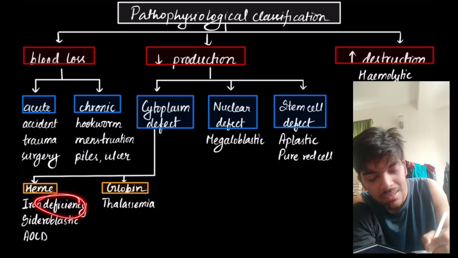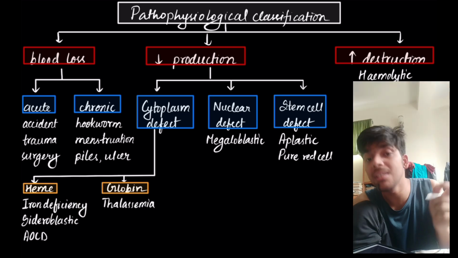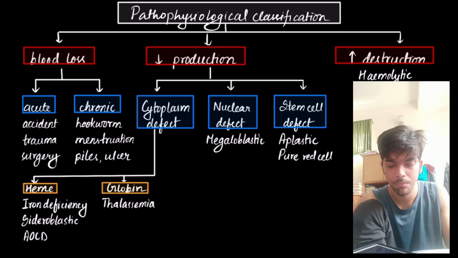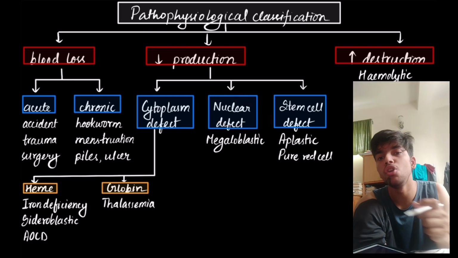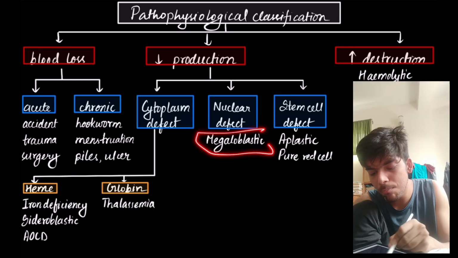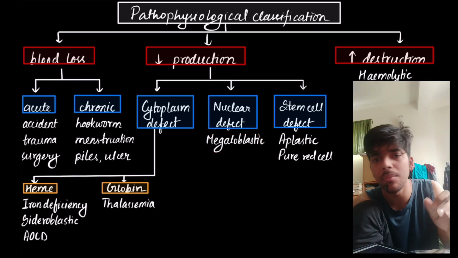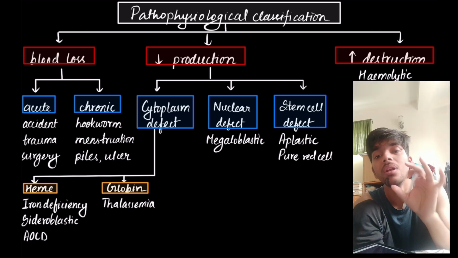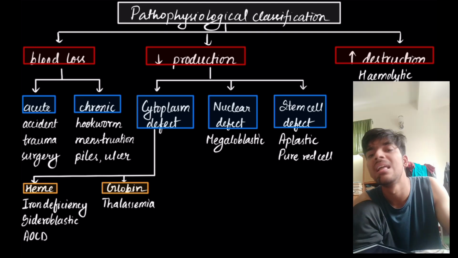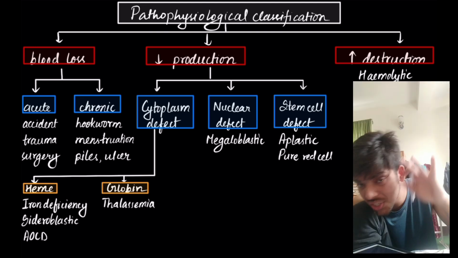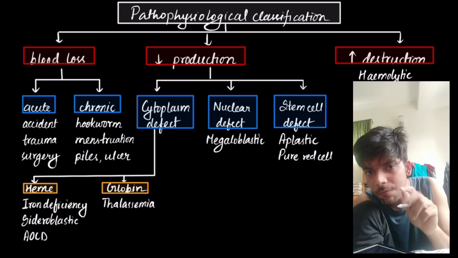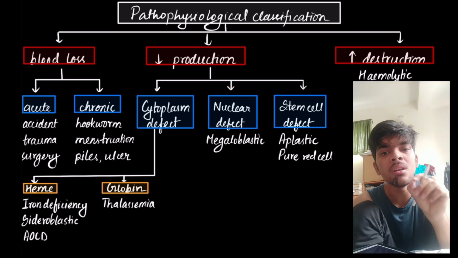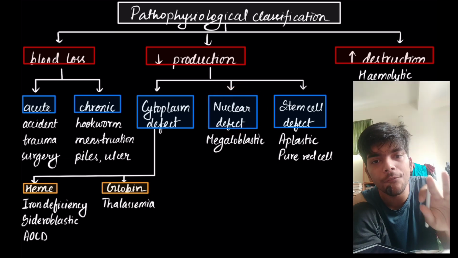Either way, be it iron deficiency anemia or thalassemia, the defect is occurring in the cytoplasm of the red blood cell, leading to anemia. In nuclear defect, there is a defect in the nucleus of the stem cell. Like in megaloblastic anemia, due to deficiency of vitamin B12 and folic acid, there is decreased synthesis of DNA. As a result, the nucleus of the stem cell lags behind, and RBC production decreases. In these first 2 conditions, cytoplasm defect and nuclear defect, the production of stem cell itself is not affected.